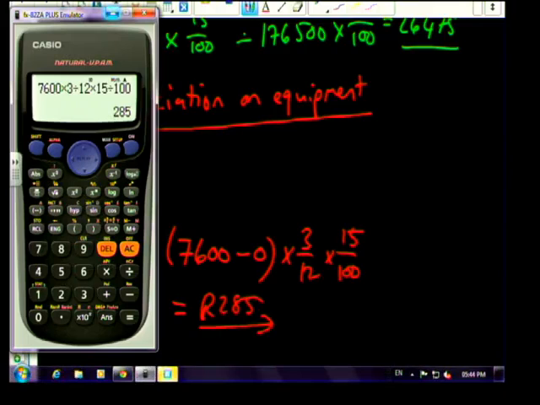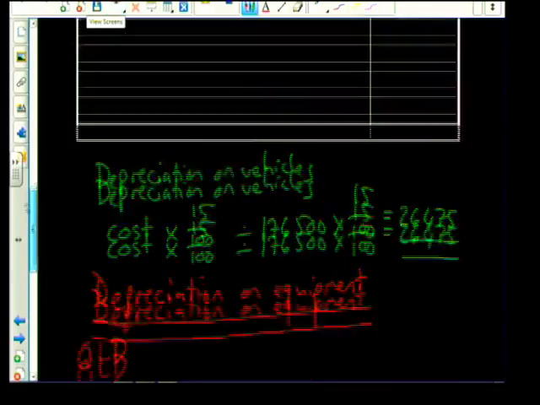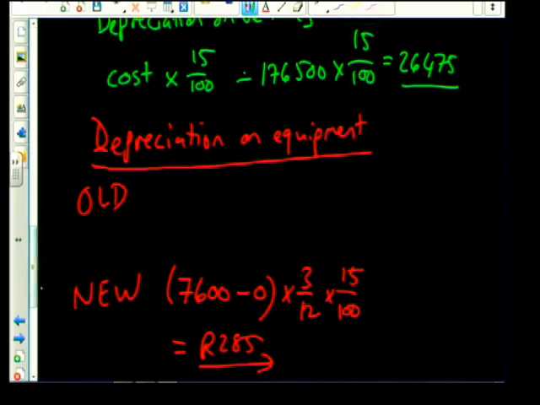Okay. If we need to calculate the depreciation on the old equipment, what we're going to do is look at what we had at the beginning of the year, which is 60,200, and that had depreciated by 22,200, and that carrying value is 38,000. So we're working it out on the carrying value, so we can take this 38,000 and put that here, that's the carrying value, and we can multiply it by 15%, and remember your old equipment is always for the entire calendar year.